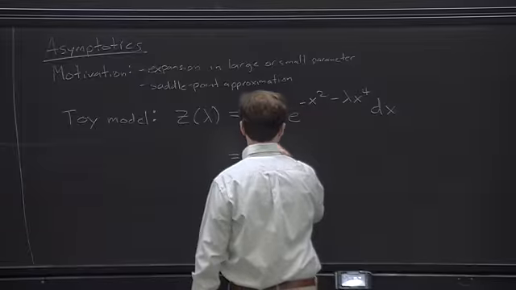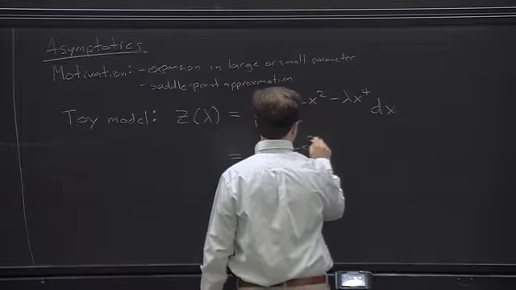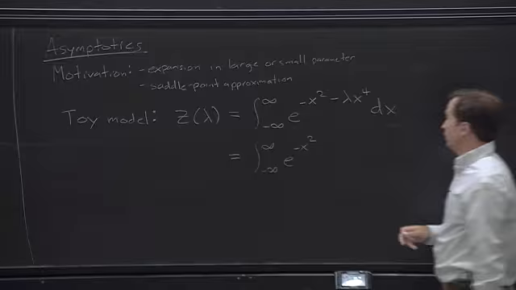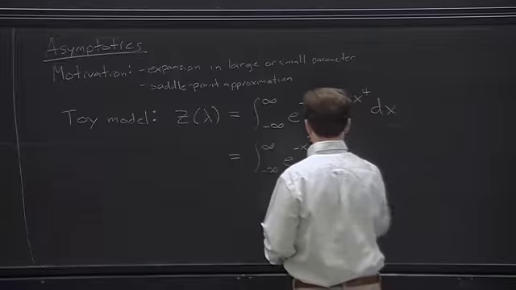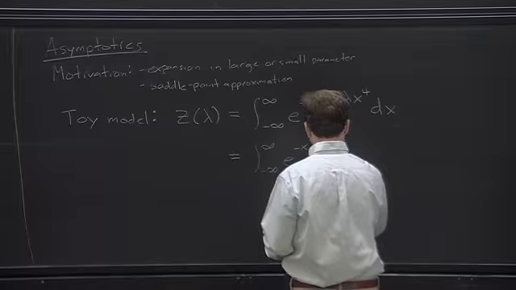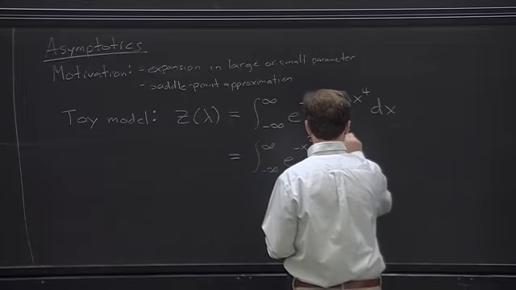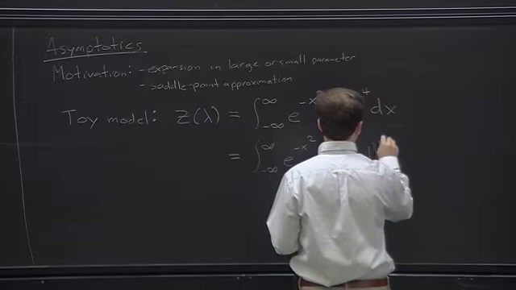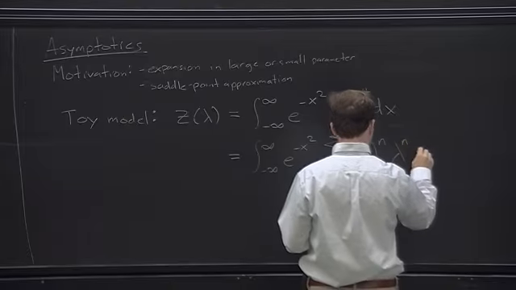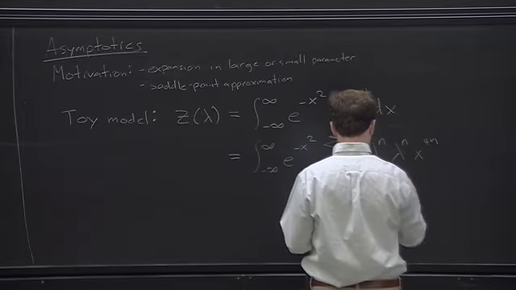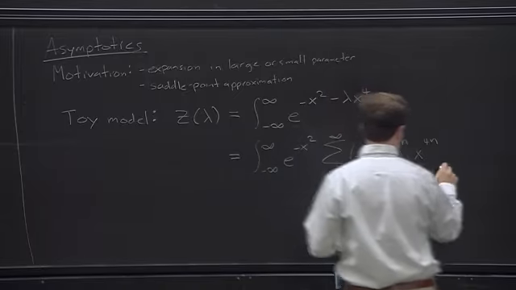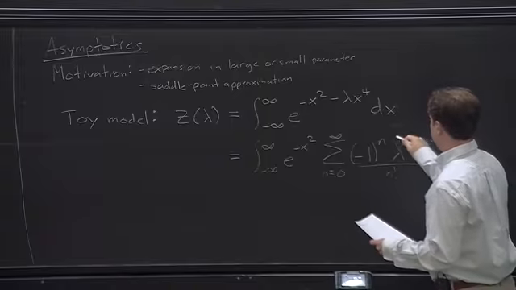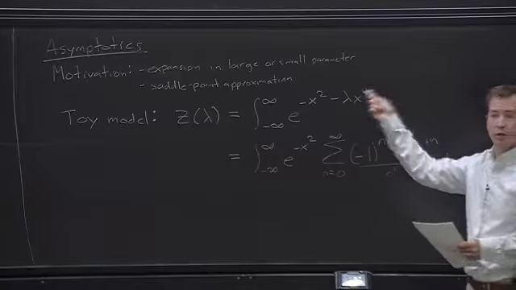So if we want to make further progress, one thing we can do is expand e to the minus lambda x to the fourth. So that has a convergent series expansion. You can write it just as minus 1 to the n, lambda to the n, x to the 4n over n factorial. So this is just the series expansion for e to the minus lambda x to the fourth.